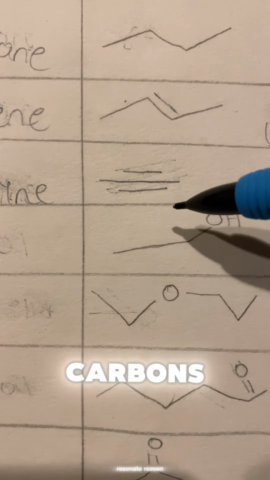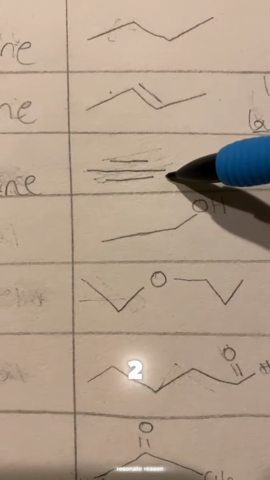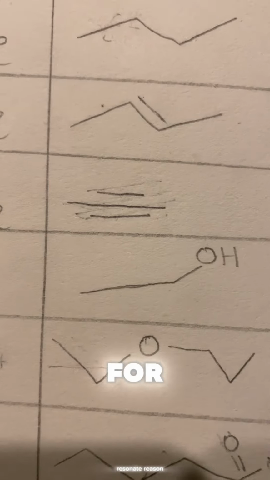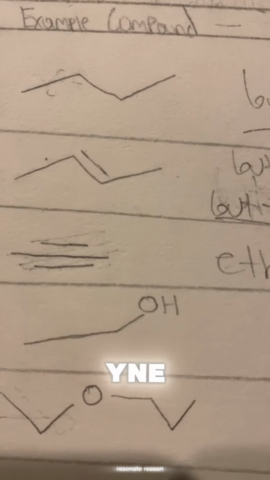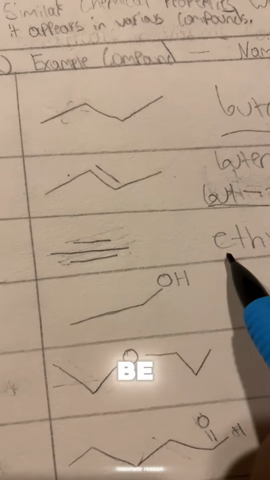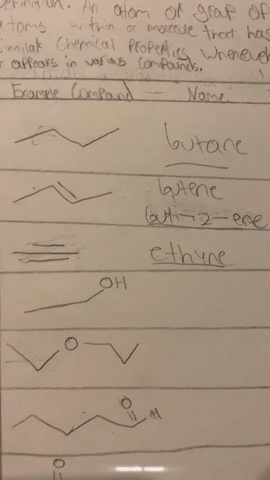First, let's count the carbons. There's going to be 1, 2 carbons. Now we know the prefix for 2 is going to be E-T-H, so let's write that. And then we're just going to add the suffix on, ene, so it's going to be ethene. Wait, ethyne? I don't know, it's one of the two.